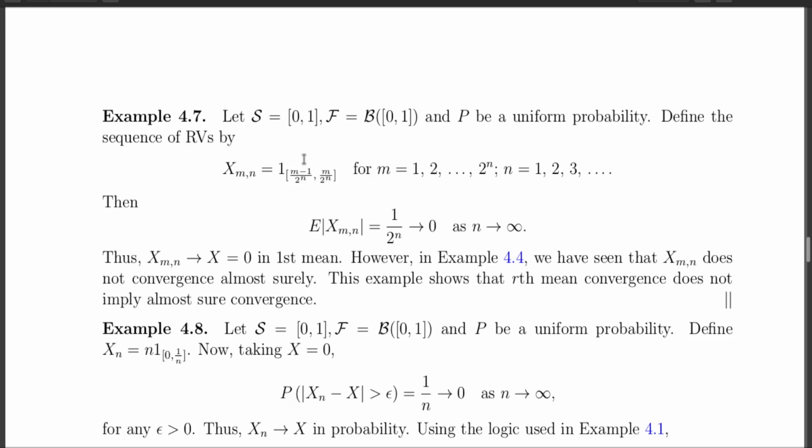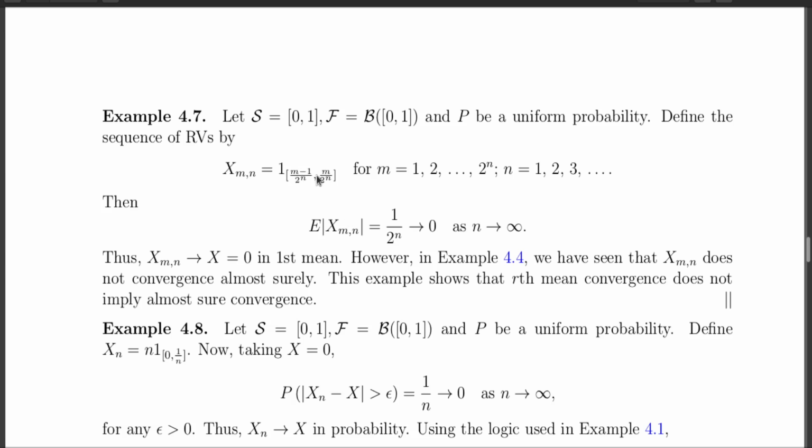Let us see why this first mean convergence holds. It is very easy to show, because here our X is 0. For first mean convergence, I have to check whether the expectation of mod of Xmn minus X goes to 0 or not. What is the expectation of mod of Xmn minus X? X is 0, so that is the same as the expectation of mod of Xmn. And you see that Xmn is only non-zero on an interval of length 1 by 2 to the power n.